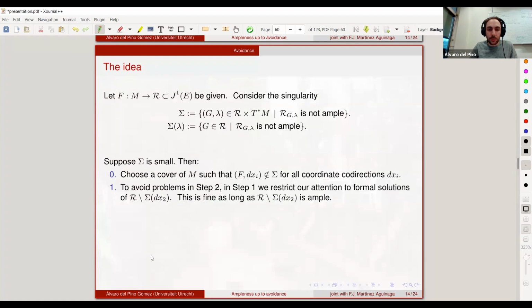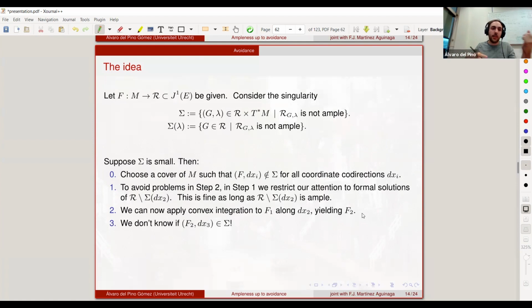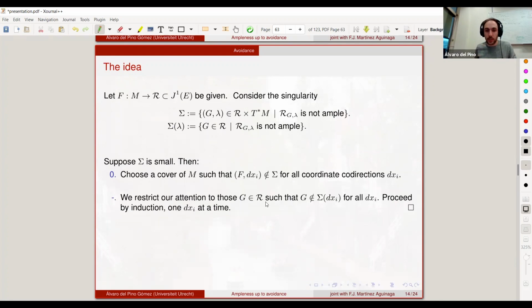This seems cool, but of course the problem is you do need this to be ample. Maybe R is ample by itself, but it's not clear that this is. So that's the first problem, but assuming it is, then you're happy, you produce F1. Now we are in step 2, and F1 is still good for dx2, so we produce some F2. But again, a problem: F0 was good for dx3, but F1 and F2 need not be. So the way to solve it, of course, is to do it just in one go.